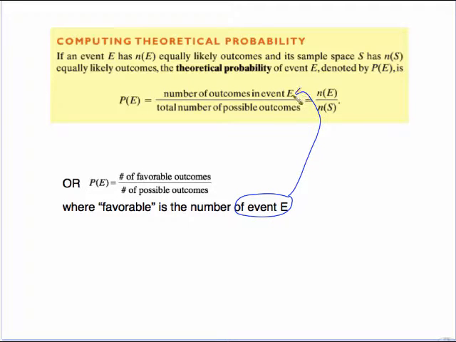I like to think about probability being like a game, and that's why I call it favorable. Let's say we want to know the probability of rolling a 3 on a die, you're going to win if you roll a 3. So you want to think about how many ways there are for you to win over how many total things can happen when you roll a die.